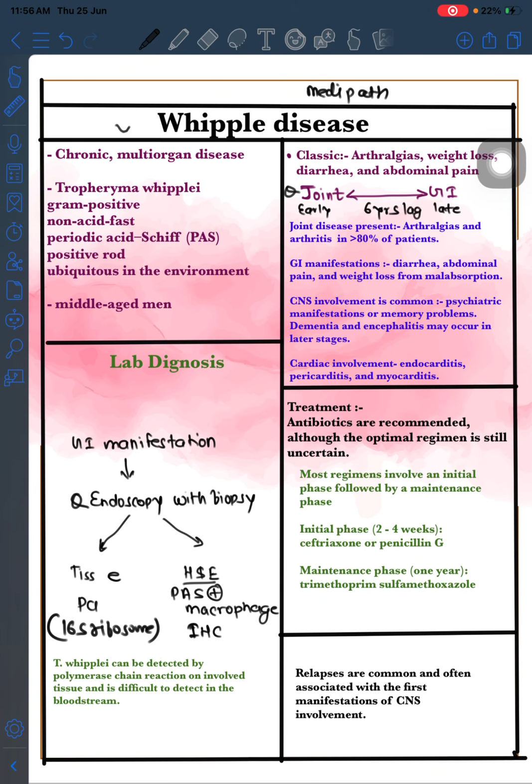Today's topic is Whipple's disease. What is Whipple's disease? Whipple's disease is a chronic infection causing a multi-organ disease, caused by the Tropheryma whipplei. Tropheryma whipplei is a gram-positive, non-acid-fast, PAS-positive rod which is ubiquitous, and infects middle-aged men most commonly.